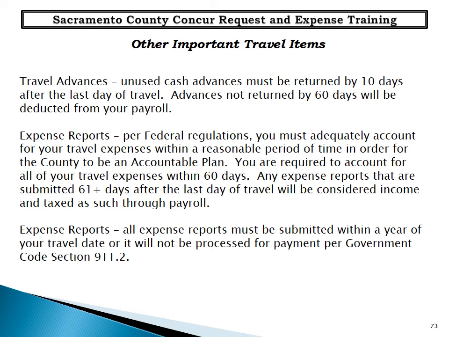Expense reports. Per federal regulations, you must adequately account for your travel expenses within a reasonable period of time in order for the county to be in an accountable plan. You are required to account for all of your travel expenses within 60 days. Any expense reports that are submitted 61 plus days after the last day of travel will be considered income and taxed as such through payroll.